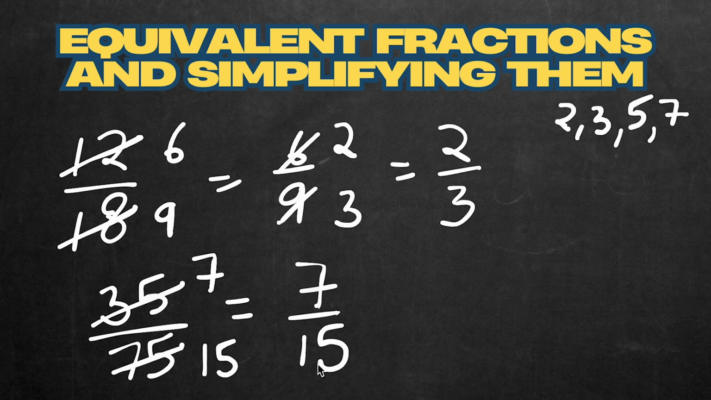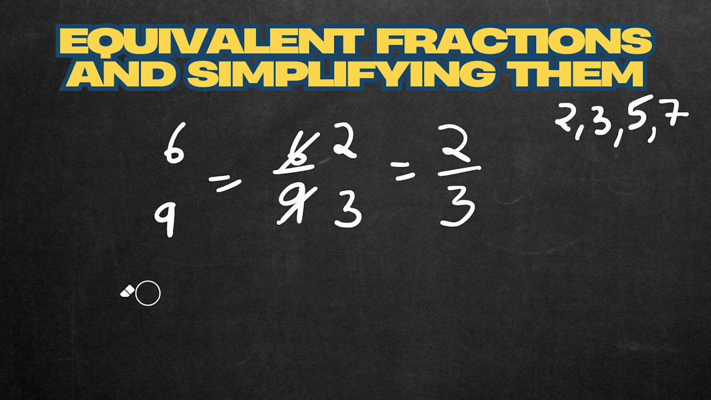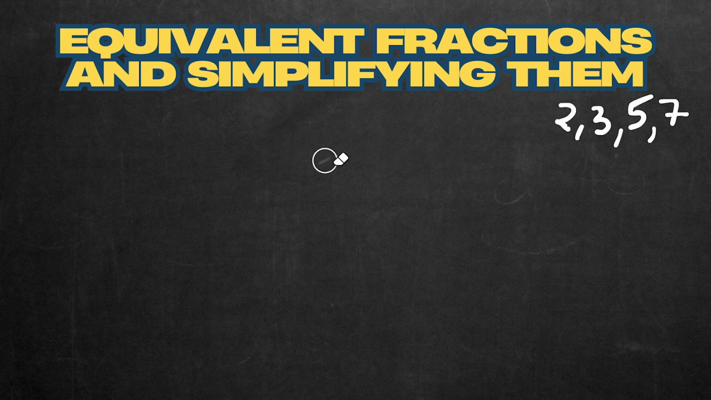Now these two cannot be divided any further. There is no common number that can divide both of them. So we can just leave it at that. 7 over 15 is my final fraction. Easy, right? So let's do one more, just to be sure that we understand simplification, and then I will show you one shortcut of simplification, and I'll let you go, right?